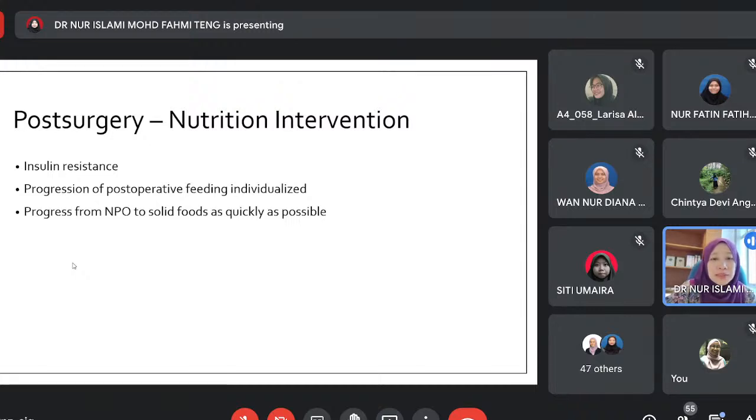So during post-surgery, what is the nutrition intervention? First is insulin resistance. Recall that earlier I mentioned hyperglycemia following any stress. So insulin resistance is actually a response to starvation. This is predominantly caused by impaired glucose oxidation. Some degree of insulin resistance develops after all kinds of surgery, but its severity is related to the magnitude of the operation and also the development of complications, for example sepsis. It has implications for nutritional management.